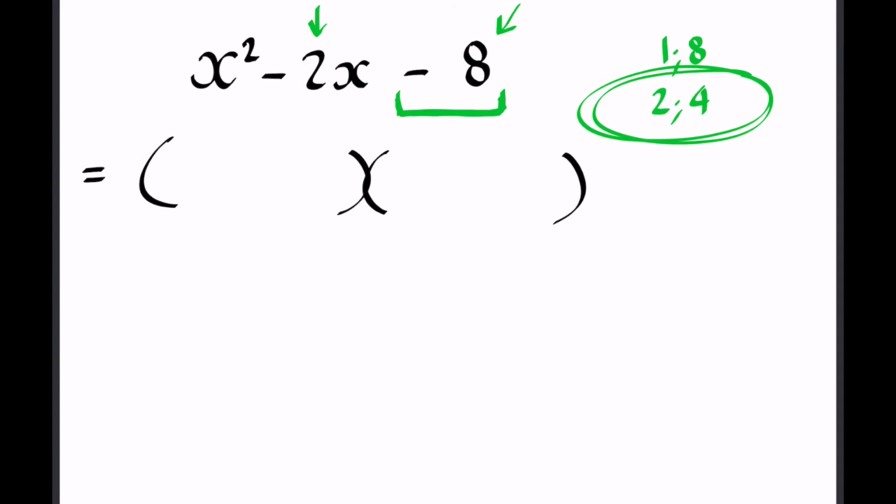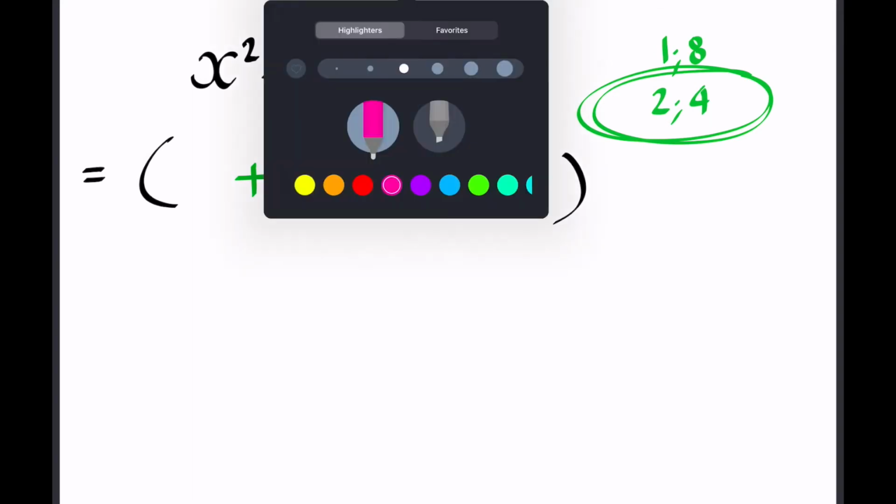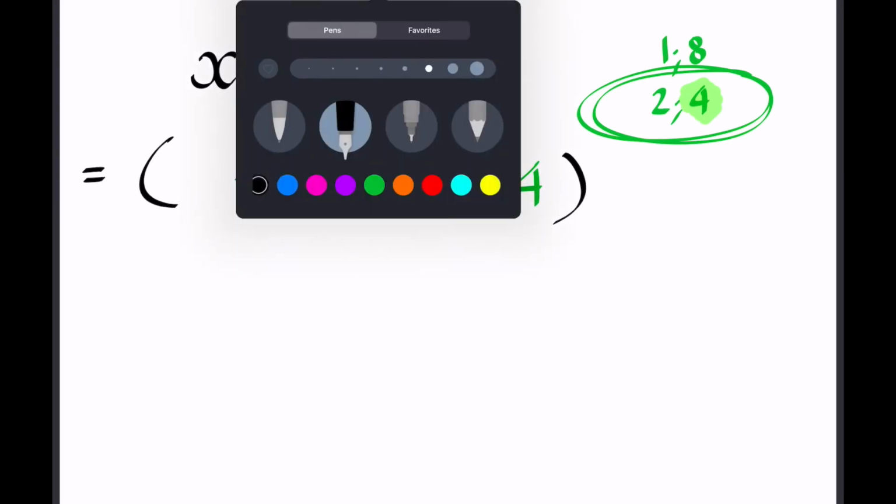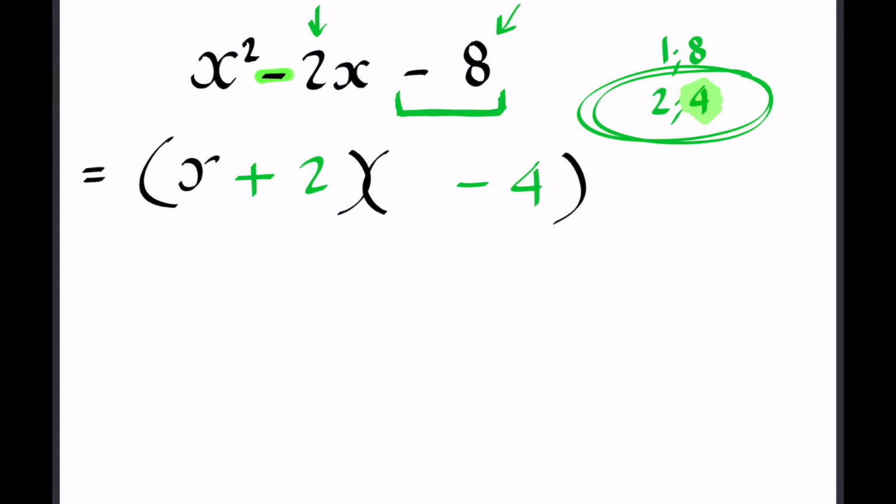The middle term was negative, which tells me that the signs are going to be different. So one will be a positive, one will be a negative. I need to decide which one's going to be which. So I look at my middle term. My middle term is a negative, which means that the bigger number of the two will be a negative. So that means that the 4 will be a negative, the 2 will be a positive. The x squared becomes x and x.